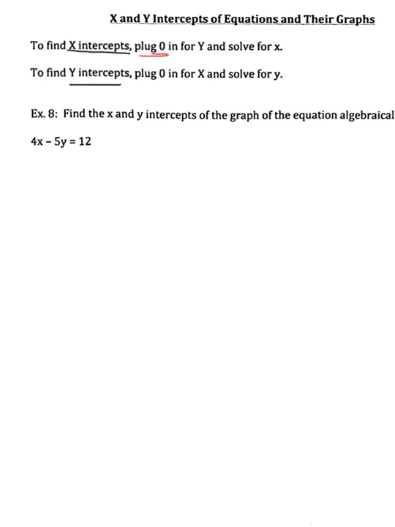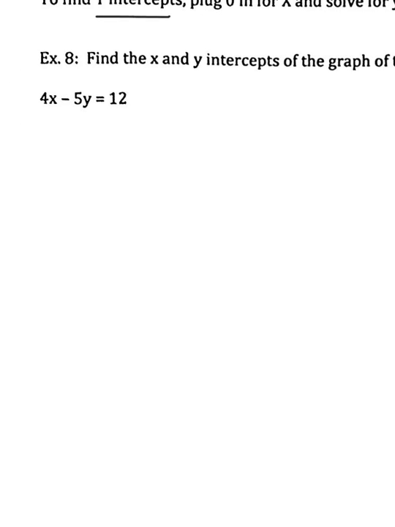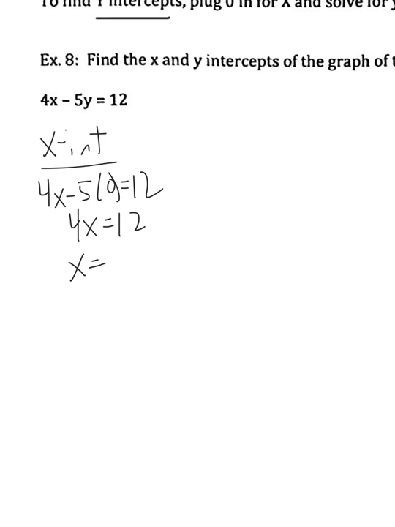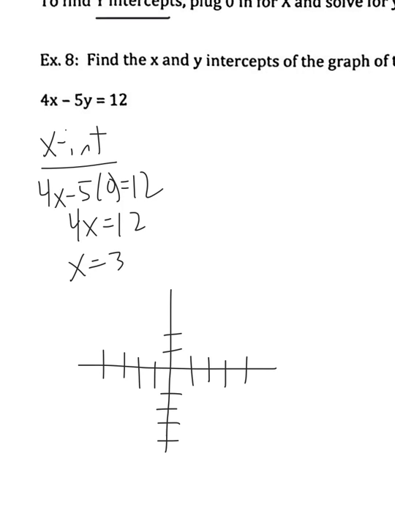So I also want to graph this, but I don't want to get y by itself. I want to first find the x-intercept. Where is this going to cross the x-axis? So to do that, we plug 0 where the y is. So 4x minus 5 times 0 equals 12. Well, 5 times 0, that's just 0. So 4x equals 12. So x equals 3. That means this line, when I graph it, will cross the x-axis at 3. So I'm going to draw a little coordinate plane, and I can actually put a point on the x-axis at 3.